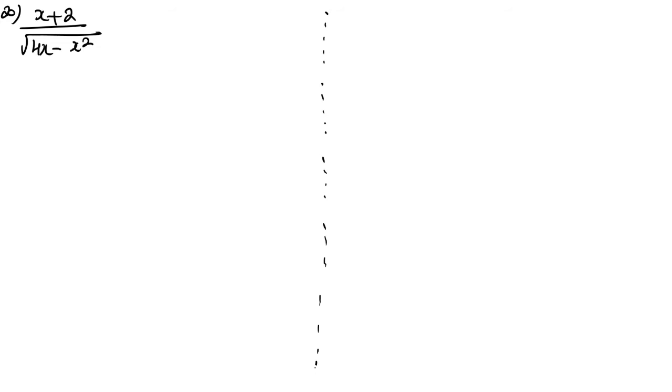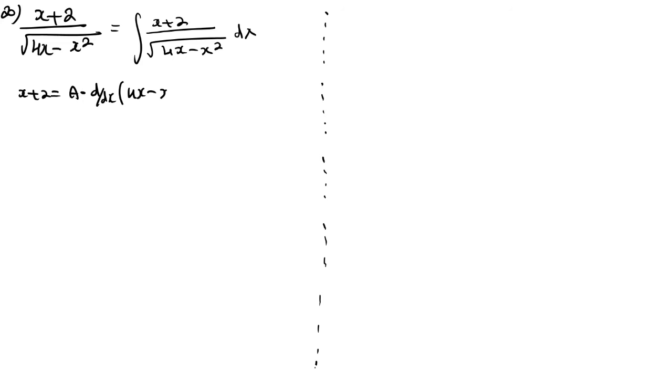See the next question: x plus 2 by square root of 4x minus x square. I'll write it as integration of x plus 2 divided by square root of 4x minus x square into dx. Again, it is not in the form f dash of x by f of x. So write x plus 2 equal to a into d by dx of 4x minus x square, plus b.